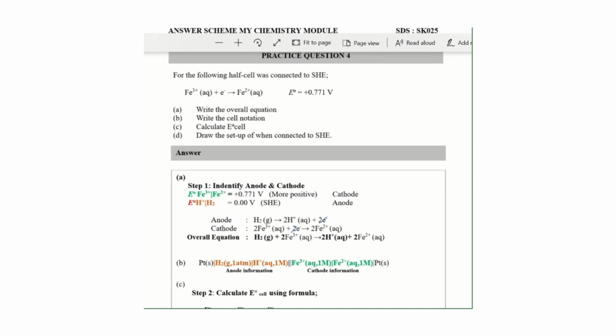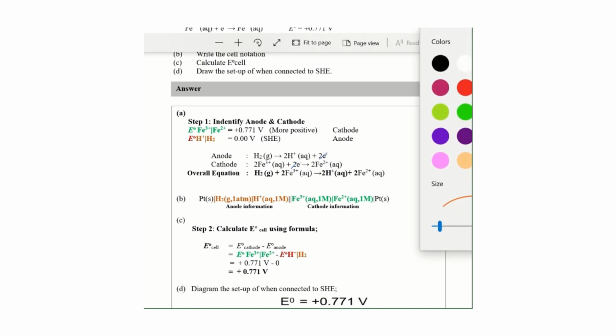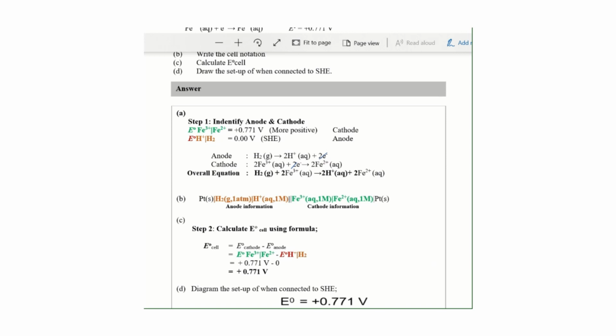A, to write overall equation, of course we have to write half cell equation first. This is because hydrogen's E naught value is 0 volt, while E naught value for iron 3 plus, iron 2 plus is positive 0.771, which is more positive. So that means iron undergoes reduction at cathode, and hydrogen undergoes oxidation at anode.